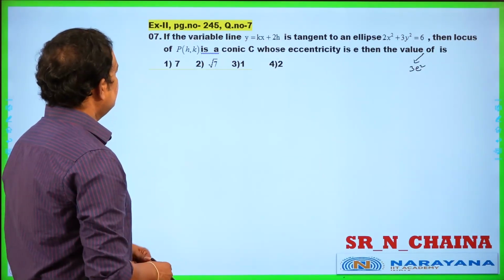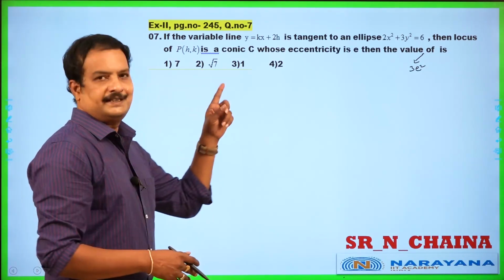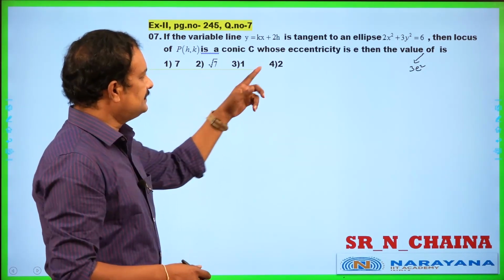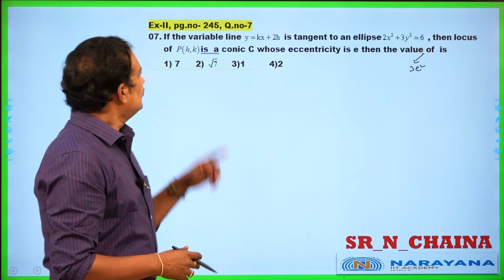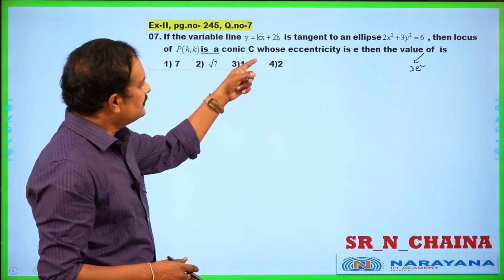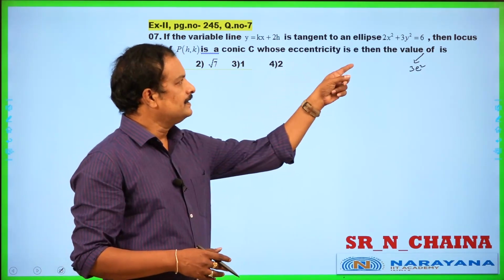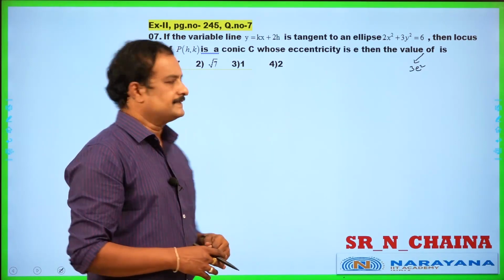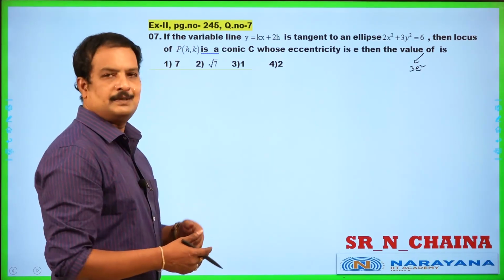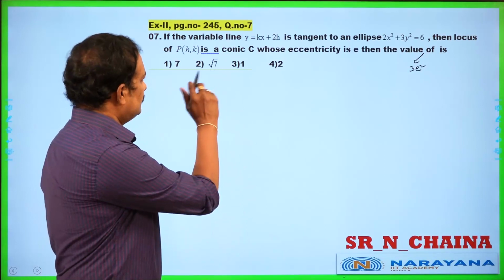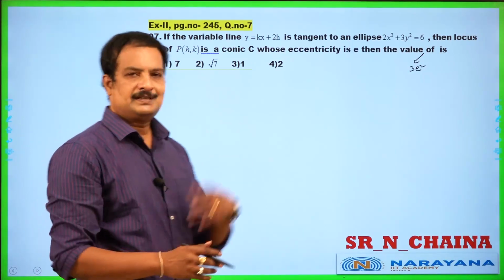Okay. Now in this case, the variable line y equal to kx plus 2h is a tangent to the ellipse. Then the locus of P(h, k) is a conic C whose eccentricity is e. Then the value of 3e square is. So what is the locus of (h, k)? Let's find out. Of course, this line is a tangent to that ellipse.